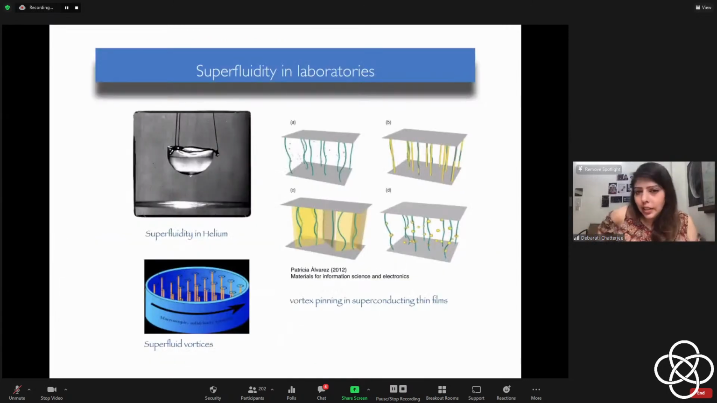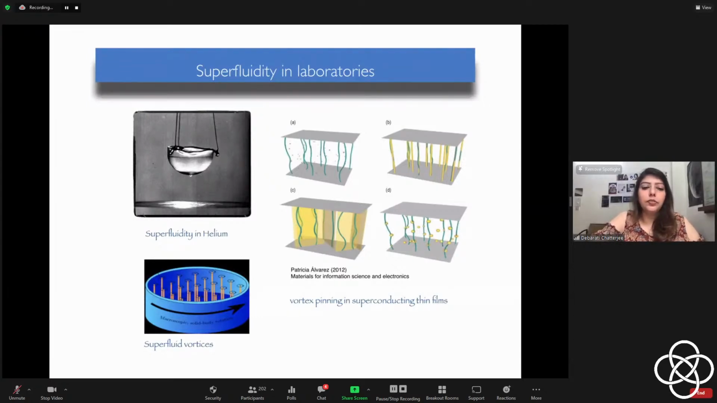So the last thing I will talk about, I just added a few slides. This is a very brief discussion. This is, of course, a very complicated subject, but I will still mention it here. So superfluidity is something which is also very successful in laboratory experiments. There are widespread applications of superfluidity. This was first observed in helium, and then there are many different studies.